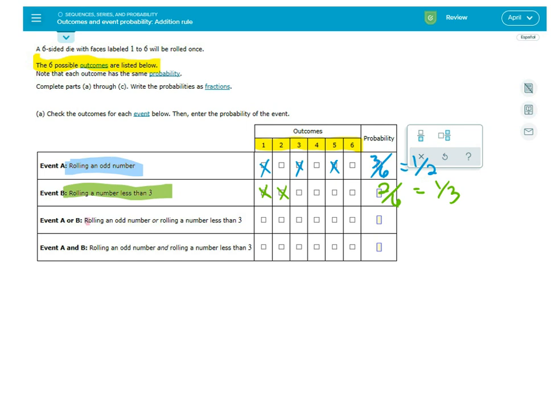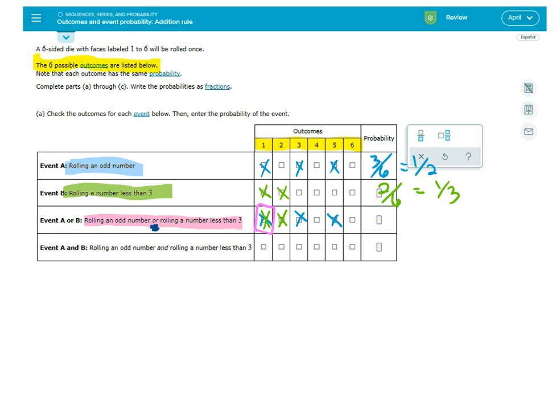Next we've got, what is the probability of rolling an odd number or a number less than 3. So the odd numbers were 1, 3, and 5. And the numbers that were less than 3 were 1 and 2. And it can be either the blue or the green. Now you'll notice that this one was checked twice, but you only count it once.